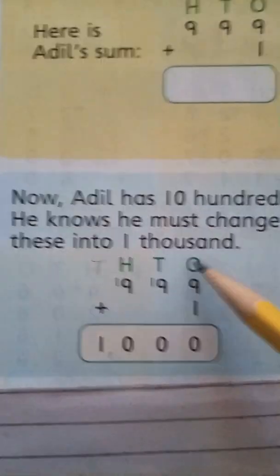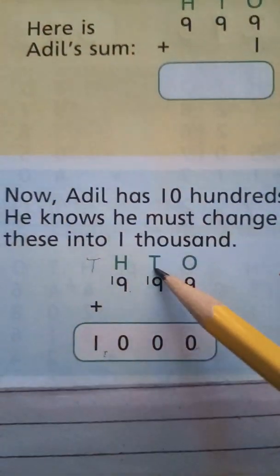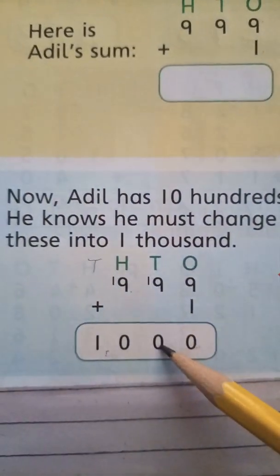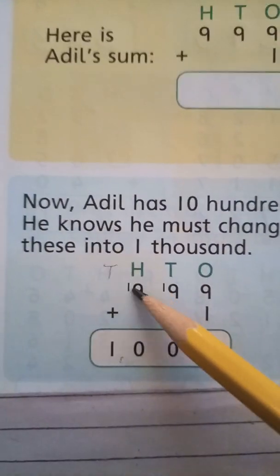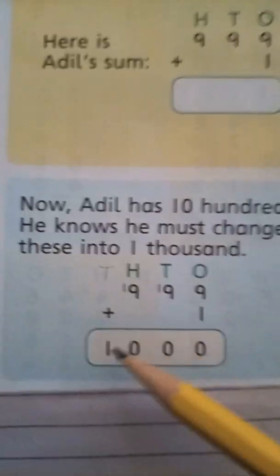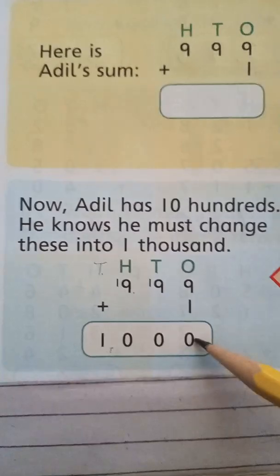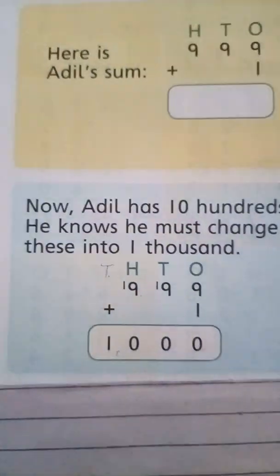Okay? So we have solved our ones column and a carry to the tens column. After solving the tens, one carry to the hundreds. Here we get the 10 hundreds and 1 is taken into the thousands column. So here we have the 1000.